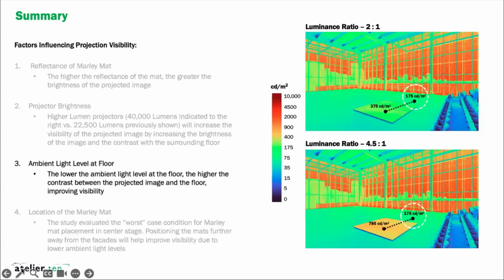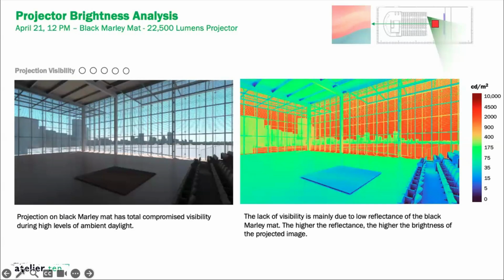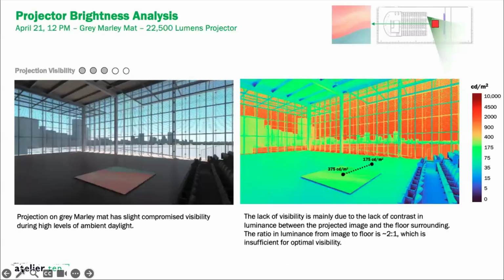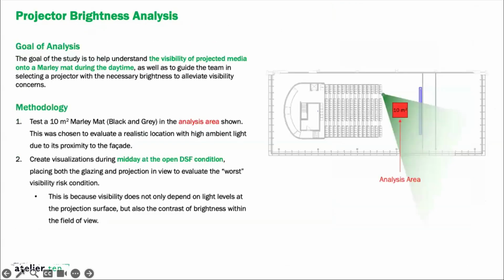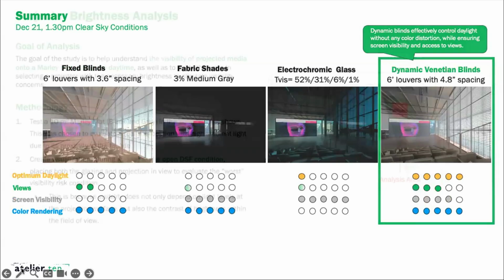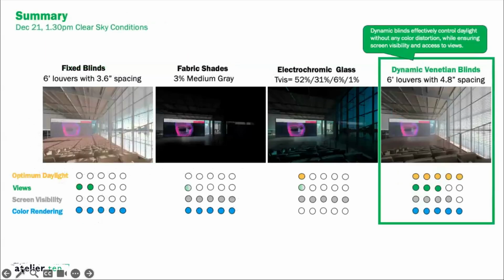I see. Okay, so the first question was about the color rendering. The color rendering was more subjective. This was in coordination with the architect to understand whether this color rendering was sufficient for the architect themselves. We didn't use a specific metric. It was just more subjective and comparative between the different options that we had.